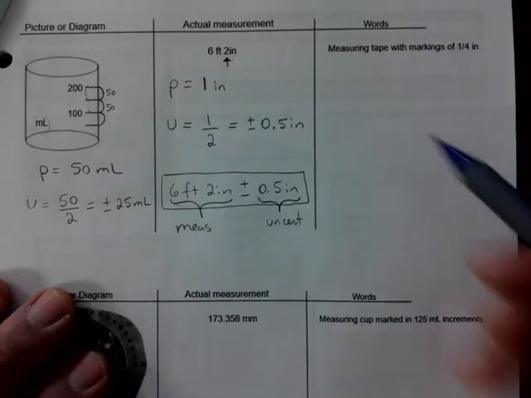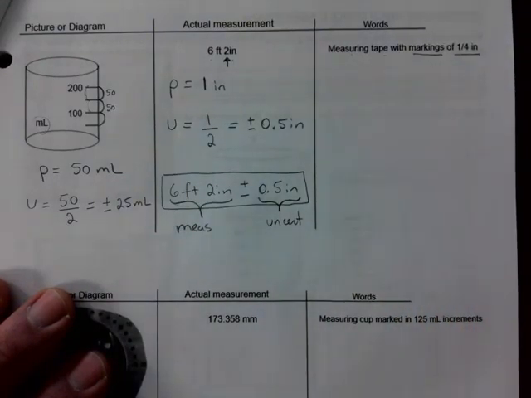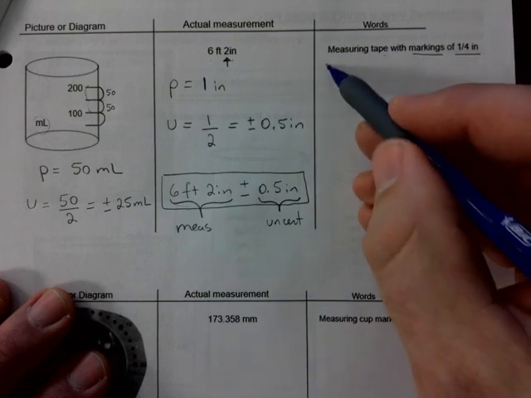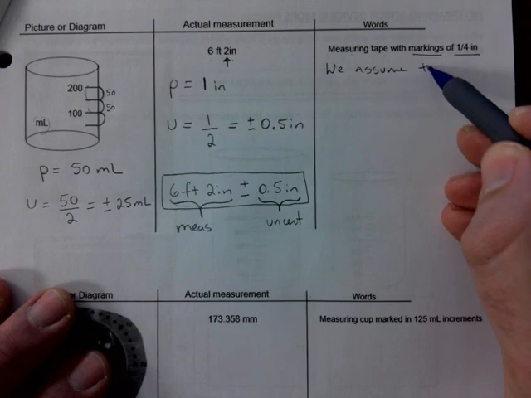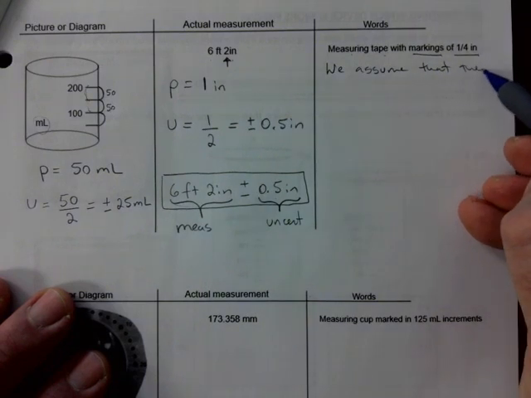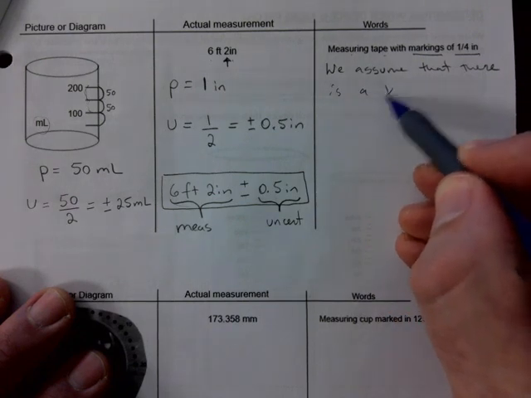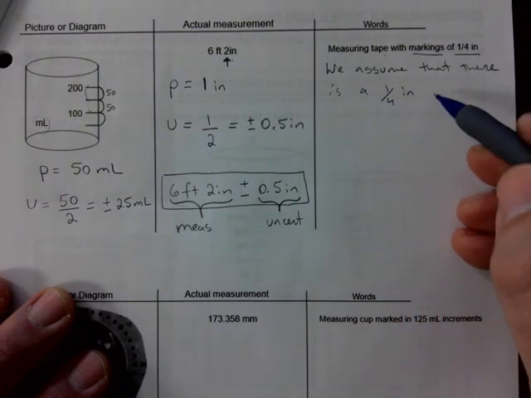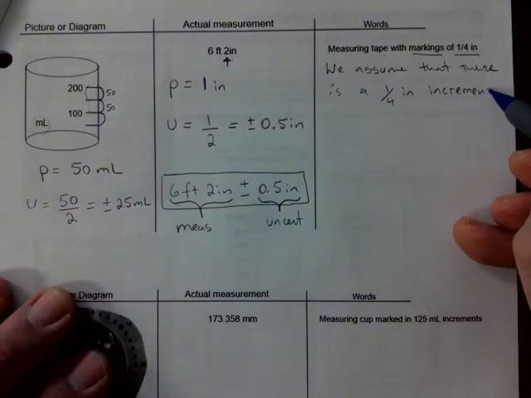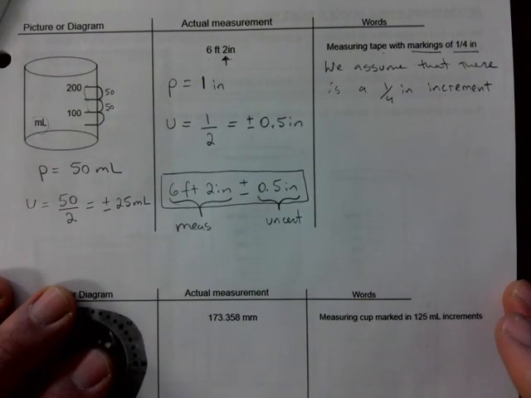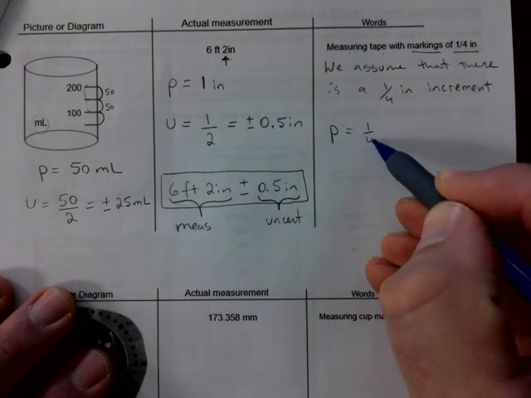One more here. A measuring tape has markings of a 1/4 inch. Okay. We assume, write this down, we assume that there is a 1/4 inch increment. That's what we're assuming. Therefore, precision is a 1/4 of an inch.